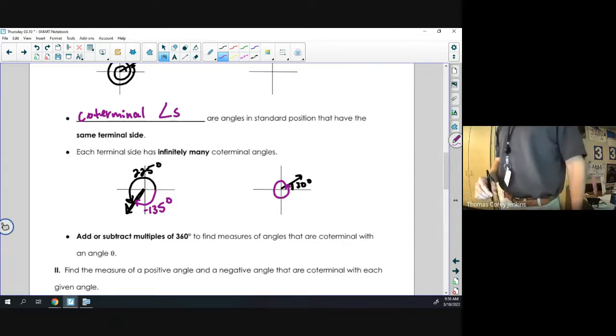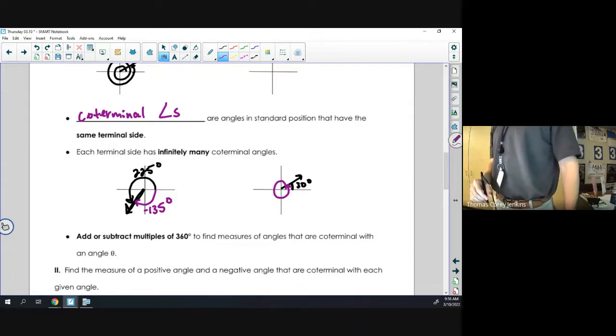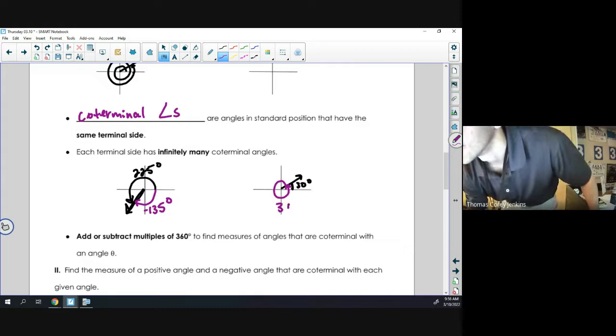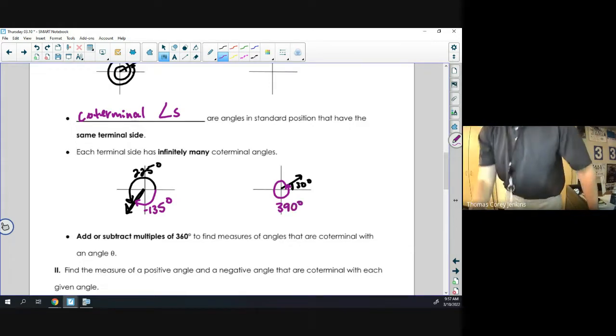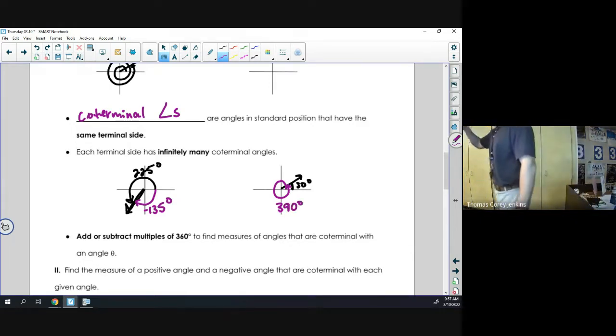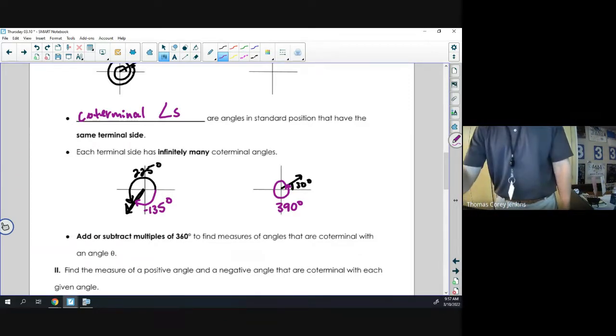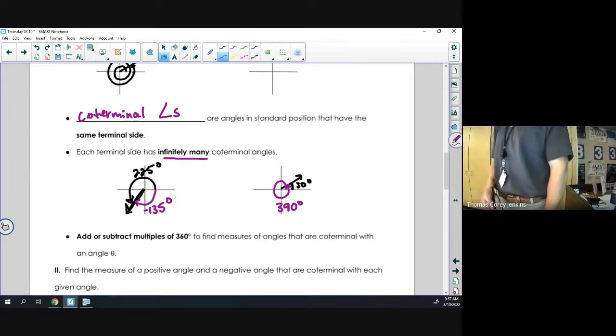So what would that purple one be? How many degrees would that be? 390. And just given that we could rotate as many times as we wanted to, that almost by definition shows you that it says it right there. There are infinitely many coterminal angles.